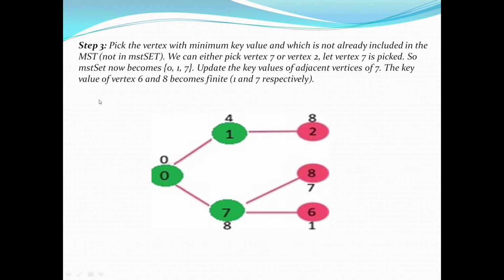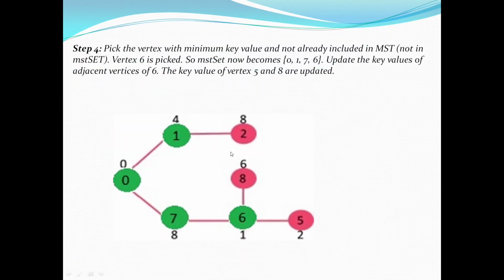Update the key values of adjacent vertices of 7. The key values of vertices 6 and 8 become finite, 1 and 7 respectively. Then comes step 4. Pick the vertex with the minimum key value and not already included in the MST. The vertex 6 is picked. So the MST now becomes 0, 1, 7, 6. Update the key values of adjacent vertices of 6. The key values of vertices 5 and 8 are now updated.